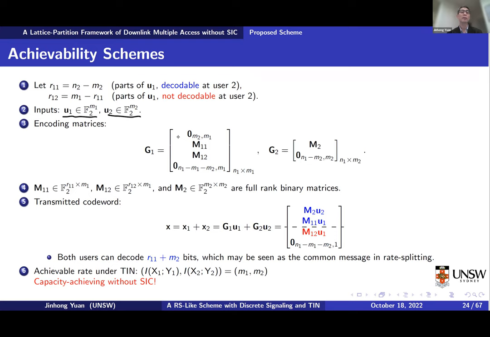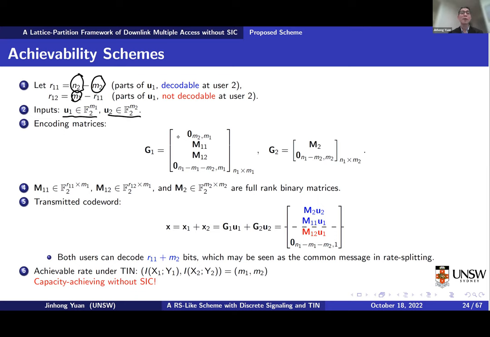We are going to define a few terms. One term is, at user two, we assume some of user one's message could be decodable, and some of user one's message is not decodable. That means we define R11 equal to N2 minus M2, where N2 is the capacity of user two and M2 is the rate you transmitted for user two. Obviously, N2 is larger than M2. So the difference between these two values tells us a certain part of the message from user one is decodable at user two. That means the rest of user one's message M1 is not decodable at user two. With that, we are going to do the encoding matrix construction.